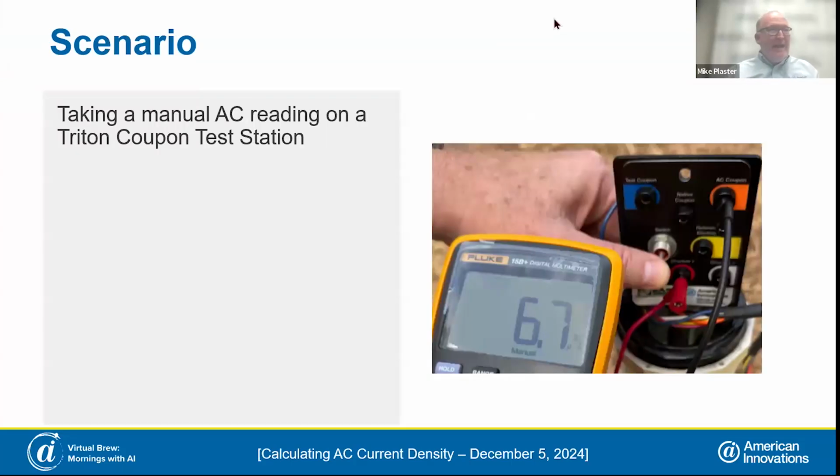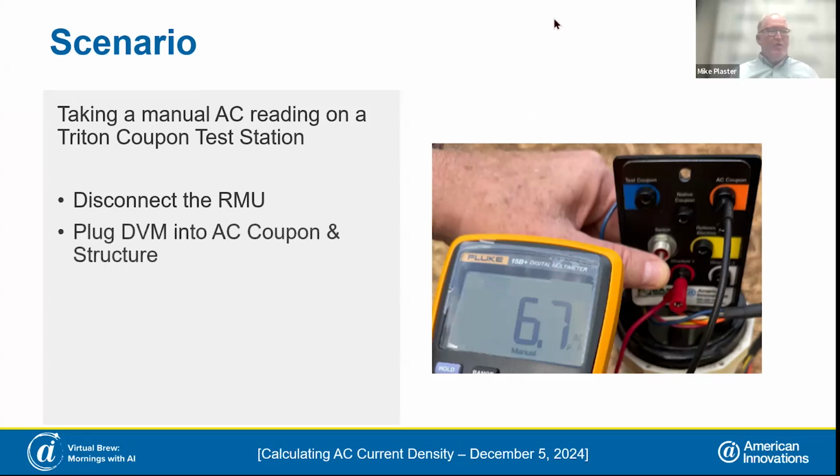All right. Now, in this scenario, we're going to show you how to take a reading manually. The first thing you're going to do is disconnect the RMU. This will remove any of the impedance that is combined with the voltmeter and the RMU. Then you're going to hook up your DVM to the AC coupon and the structure. Once you've got that hooked up, you're going to flip the switch to open.